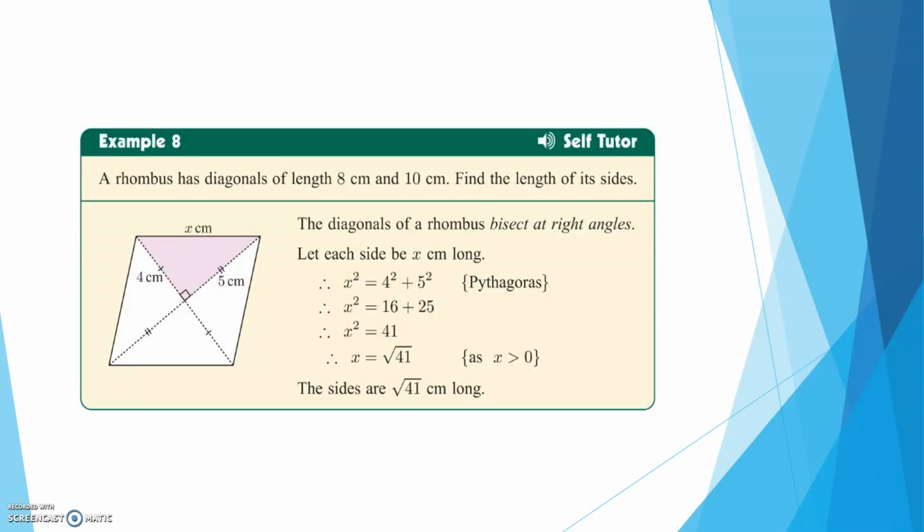Now a rhombus has diagonals of length 8 centimetres and 10 centimetres, and we need to find the length of its sides. So what it's saying, it's got these diagonals. There's one down here, this is 8 centimetres in total. This one down here is 10 centimetres in total, and we've got to find the length of the sides. And if you bisect it up, you'll see that you've got your right angle here, and it's going to be very easy to work out the answer to that side. And once again, here we go, there's the process there, and you're going to end up with the sides equaling the square root of 41 centimetres long.